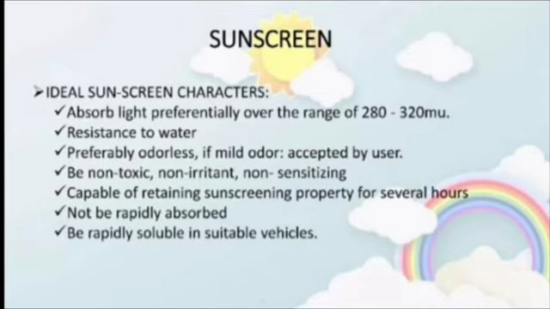Ideal properties of sunscreen. The sunscreen should absorb or scatter the sun's ultraviolet radiation and it should be resistant to water. It should be odorless. If it has a mild odor, it should be accepted by the user. It should be non-toxic and non-irritant. It should not be rapidly absorbed. It should be readily soluble in suitable vehicles.